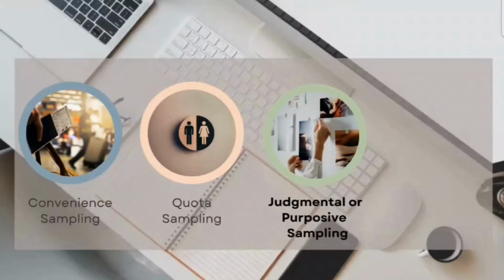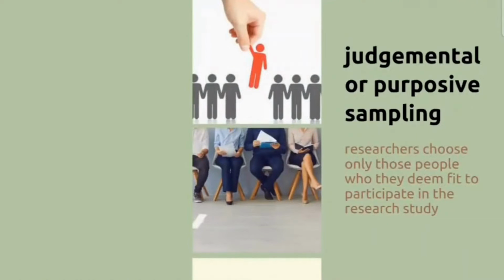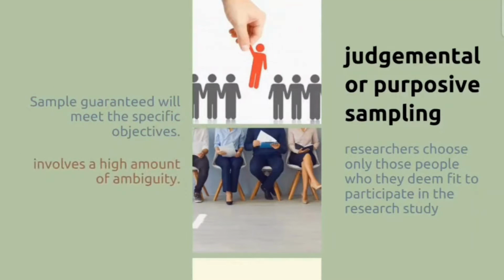The third type of non-probability sampling is called judgmental or purposive sampling. In judgmental or purposive sampling, researchers choose only those people who seem to fit their research study. When we choose what we want to choose, it means that the sample is guaranteed to meet the specific objective. This shows that it involves a high amount of bias.